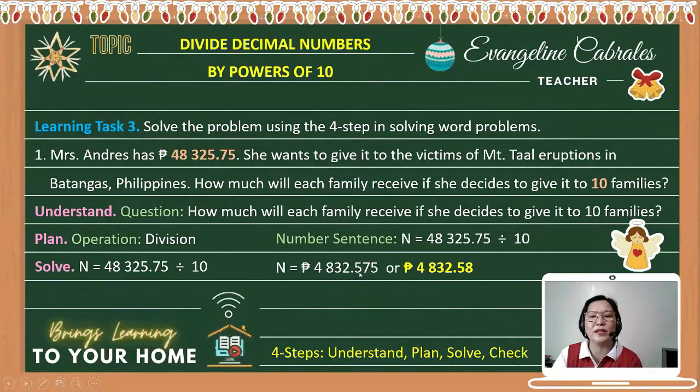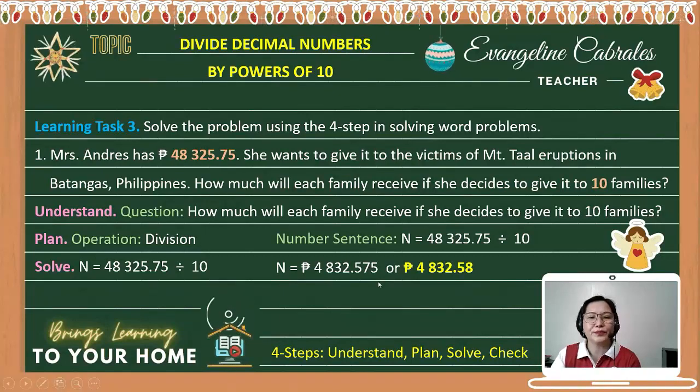4,832 and 575 thousandths, o para maging exact dahil ang ating hinahanap na answer ay in pesos, dalawa na lang ang gawing decimal places dahil ito ay nagre-represent ng centavos, kaya ang 7 ay magiging 8 dahil ang katabi ng 7 ay 5. So, the answer is 4,832 pesos and 58 centavos.